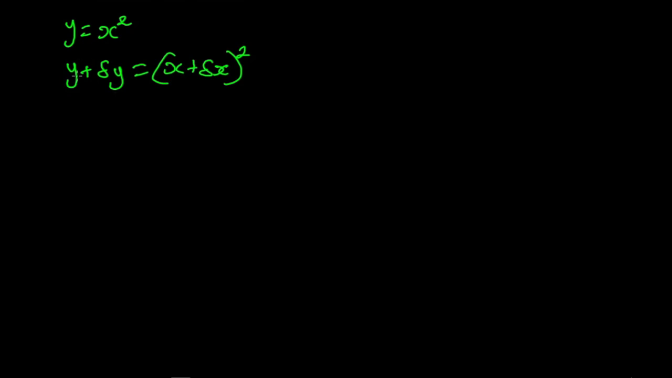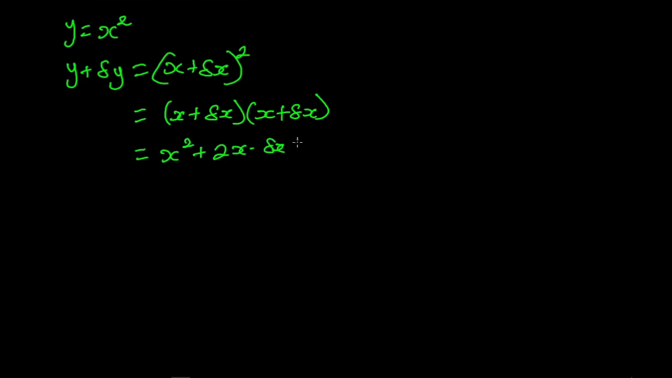Wherever we see y, we replace it with y plus delta y, and wherever we see x, we replace it with x plus delta x. Expanding this bracket, we are going to have x plus delta x in two places, and that is going to result to x squared plus 2x delta x plus delta x squared, and this is still equal to y plus delta y.